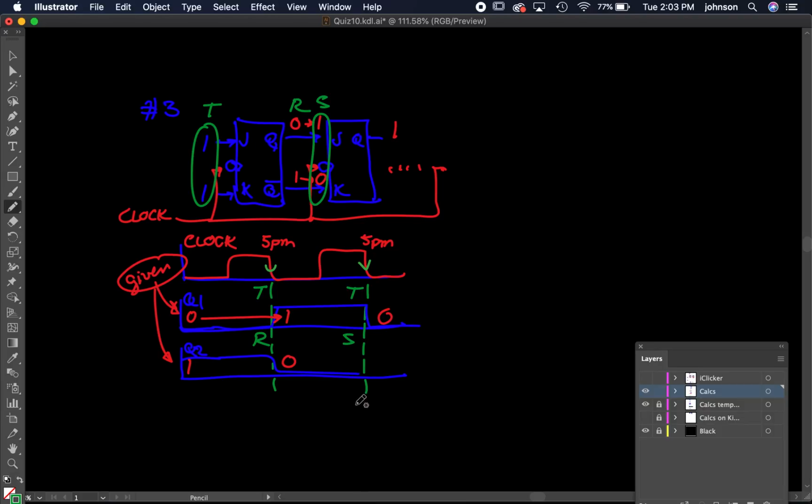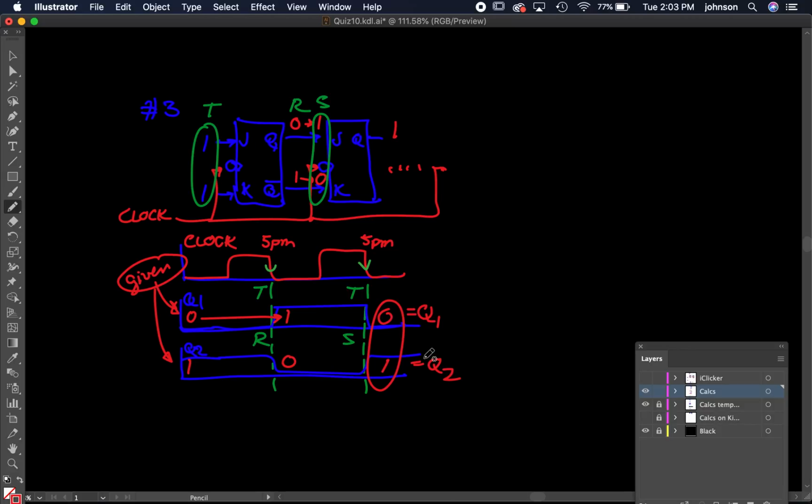So therefore, now to finish this problem, I'm going to go high and then finally come up with my final answer. So my final answer, here's the answer to the question, is that Q1 is a 0 and Q2, which is equal to not Q1, Q2 is equal to a 1.